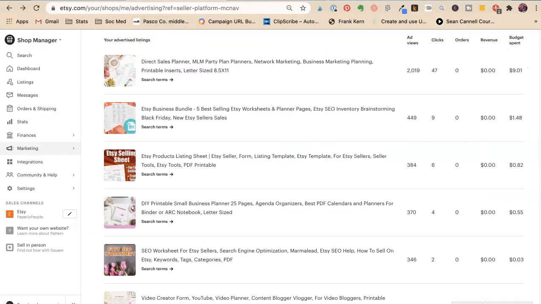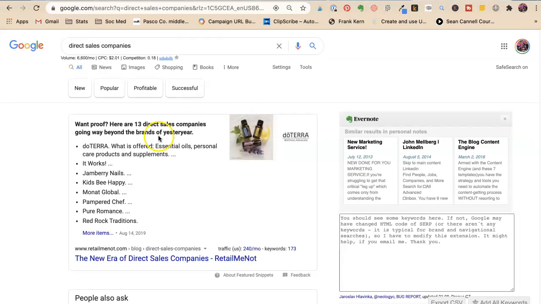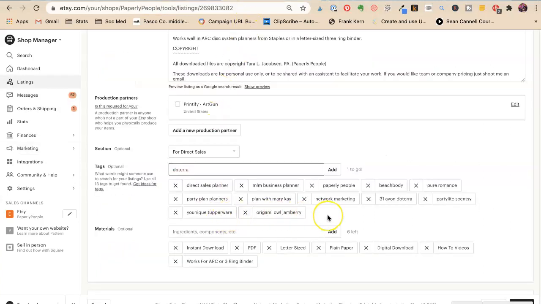doTERRA. Do we have doTERRA? I don't have doTERRA. Jamberry, I had that. Monet. Pampered Chef. Do I have Pampered Chef? Ah, I can put in Pampered Chef. Darn it. So I need to get Chef in there. Okay, I can do Party Plan Chef. Is that perfect? No, I would like it to be better. Oh, I do have doTERRA.